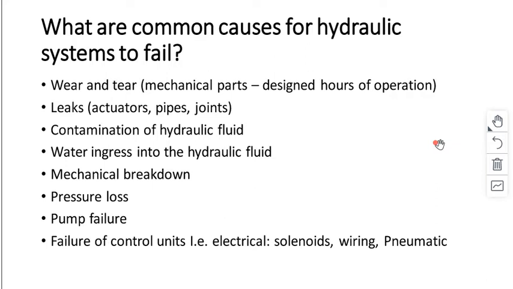So for example, we've got valves which are operated by solenoids. So we could have a problem with the solenoid, or we could have a problem with the wiring. Some valves are operated using pneumatic pressure. And if there's a problem with the pressure in the pneumatic system, obviously it's going to affect the hydraulic system as well. So it's not just a matter of looking at parts within your system that are operated by hydraulics, but you can also have electrical faults or pneumatic faults as well. Okay, let's move to the next slide.